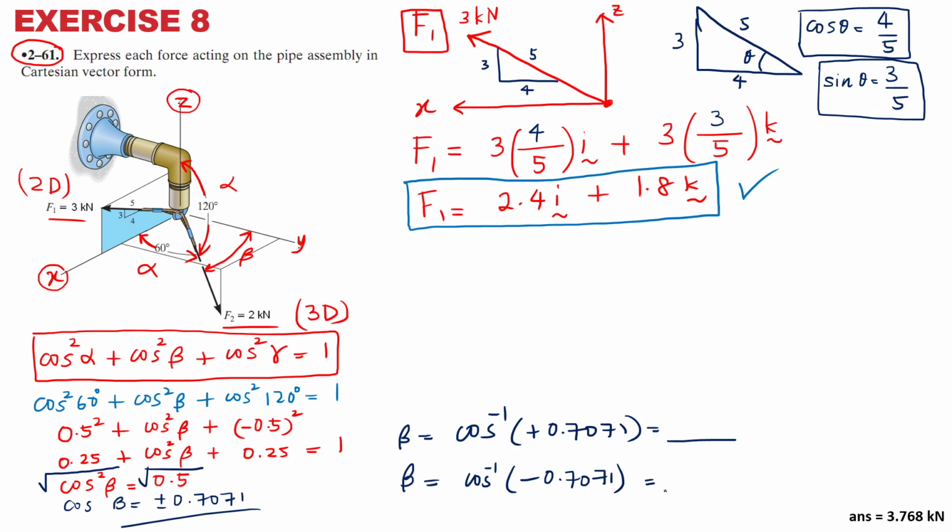This one, what is the angle? Shift cos 0.7071, you're going to get 45 degrees. For negative 0.7071, shift cos, you get 135 degrees. Which one is it? How do you decide which one? Is it 45 or 135?